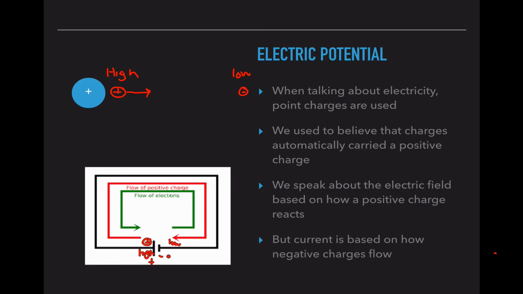But the flow of electrons is the exact opposite, because the electrons have a negative charge, so when they're here, they really don't want to be next to this negative end of the battery, and they would move across to the other side. So it's really confusing because electric potential is based on positive charge, but current is based on the flow of negatively charged items.